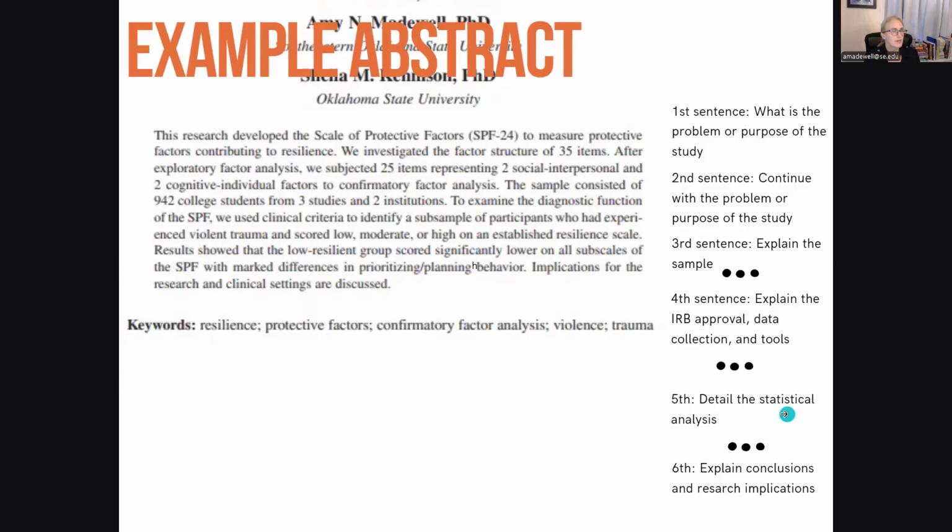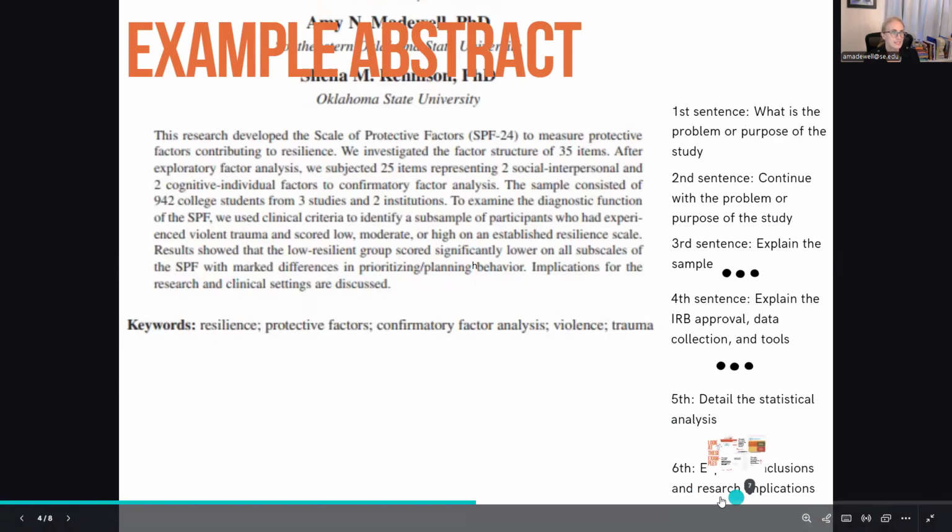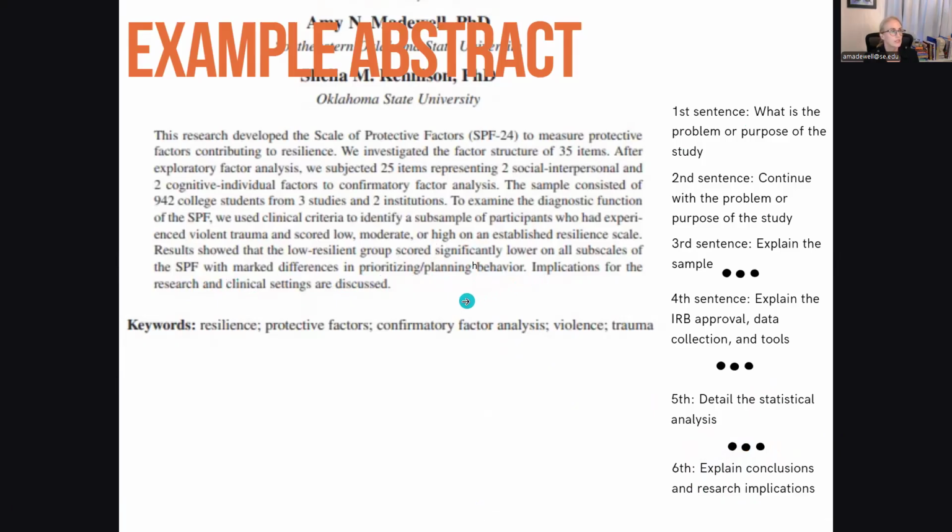Results would be the fifth sentence. Detail the statistical analyses. Results showed the low resilient group scored significantly lower on all subscales of the SPF, with marked differences in prioritizing and planning behavior. There's a weird H right there. And then our sixth sentence: if you have time, fit those conclusions in, or what the implications for this research in clinical settings are discussed.